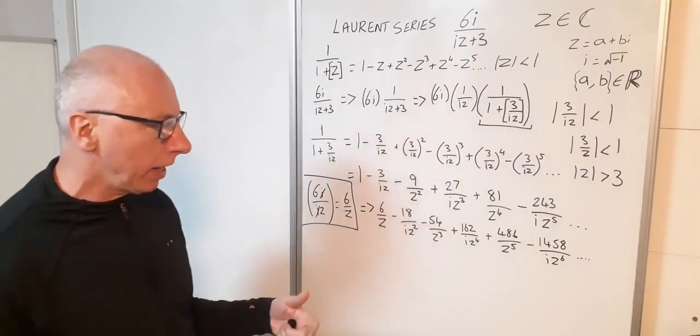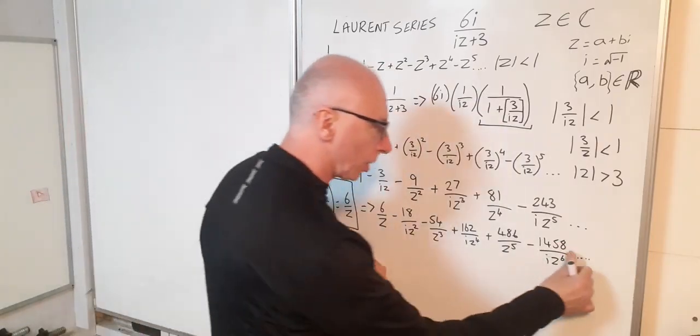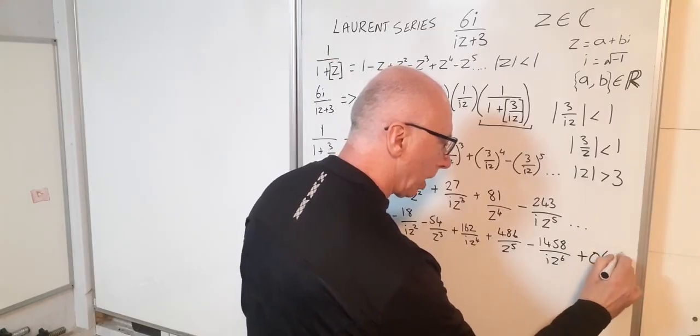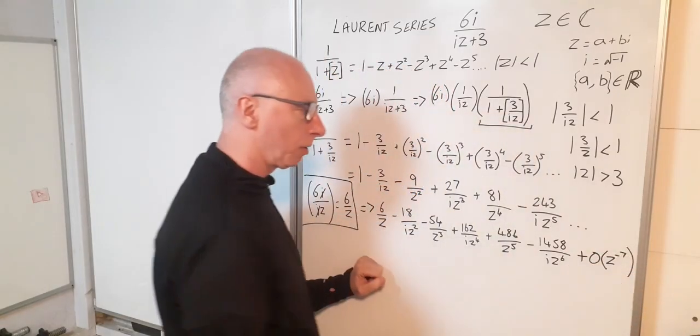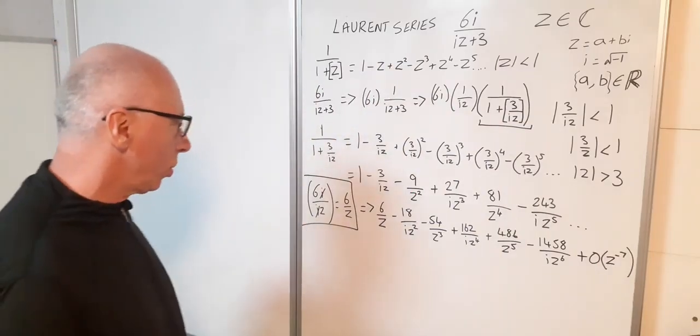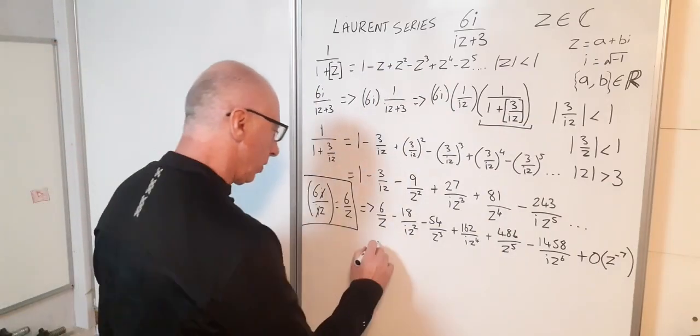Now what I'm going to do here, I'm going to put in my big O notation, so I'm going to just add on O of z to the minus 7, because I know that's going to be the next term possible. So now let's just work on this and just simplify it. So now I've got 6 over z.